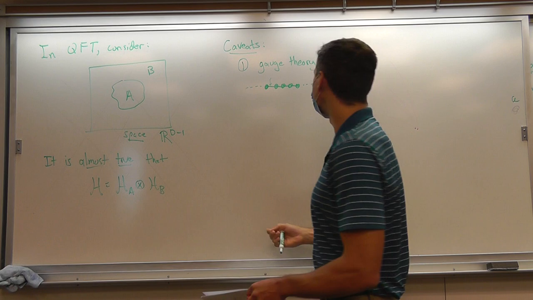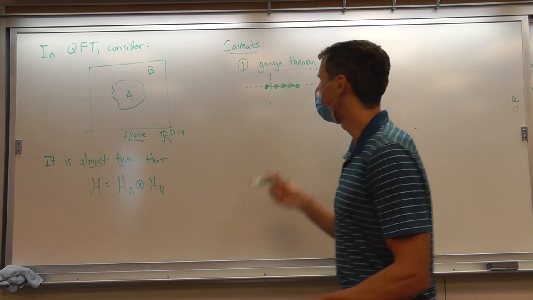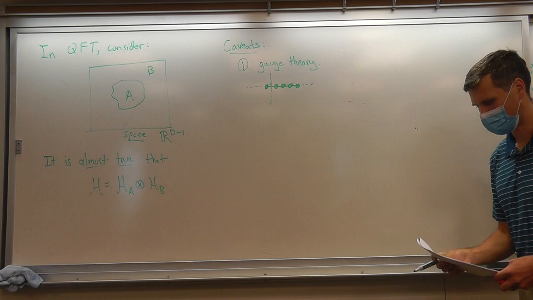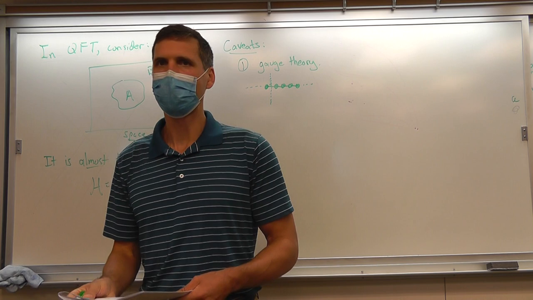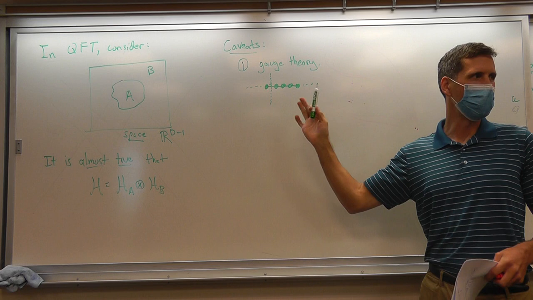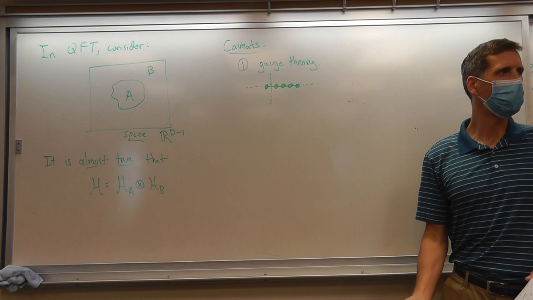And you can see why that's going to be problematic, because if I try to split it into regions A and B, then I don't really know where to put the gauge degree of freedom. A related fact is that gauge theories have Gauss constraints, that is, constraints on the physical Hilbert space that relate what's happening over there to what's happening over there in the definition of physical states. We're not really going to need to worry about this too much.